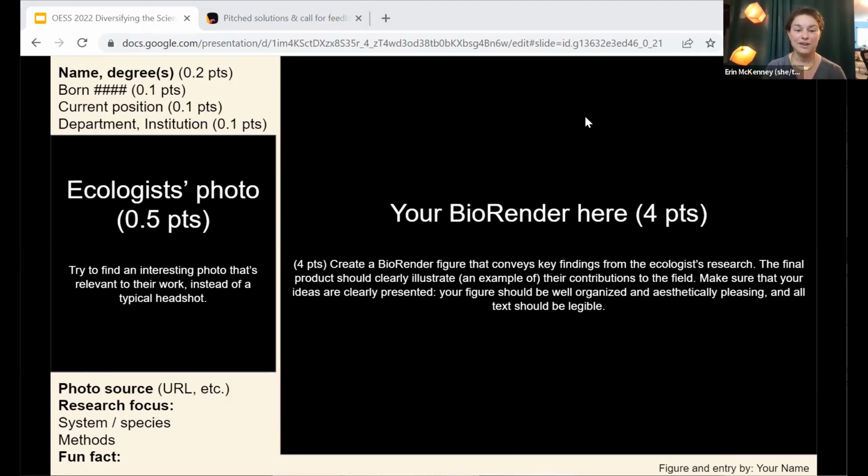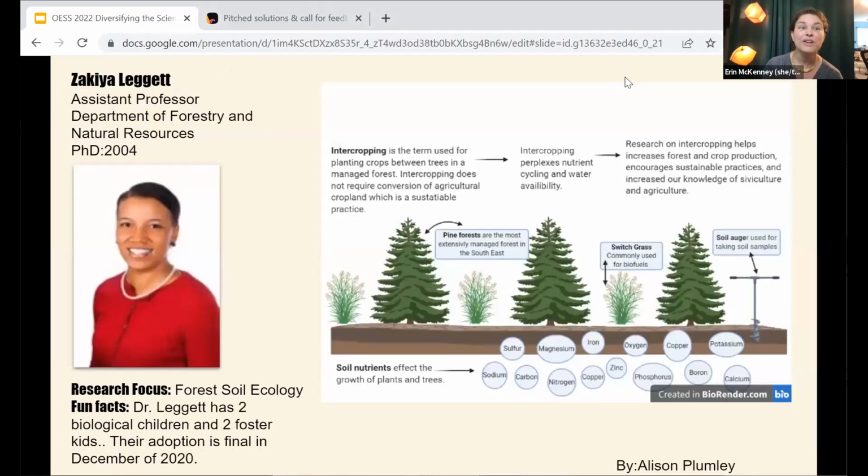So next I have a series of some examples. I've run these assignments for 3 years now, and students are consistently enthusiastic about contributing to a textbook for future students. Again, that idea that the assignments aren't throwaway, the product is going somewhere. It's also been interesting to notice some patterns in which ecologists students choose to feature.